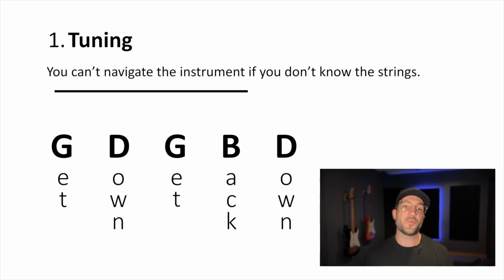All right, first things first, we have the tuning. G, D, G, B, D. "Get down, get back down" is the easiest way to remember that. And you have to have that memorized front and back, otherwise we cannot go anywhere on our music theory journey.